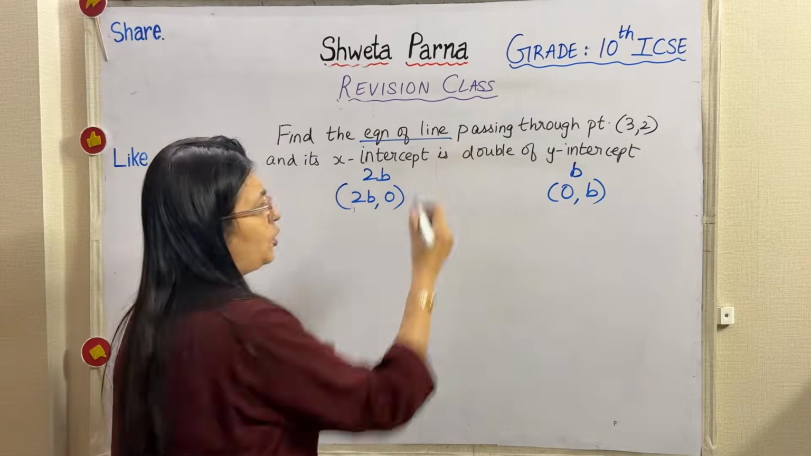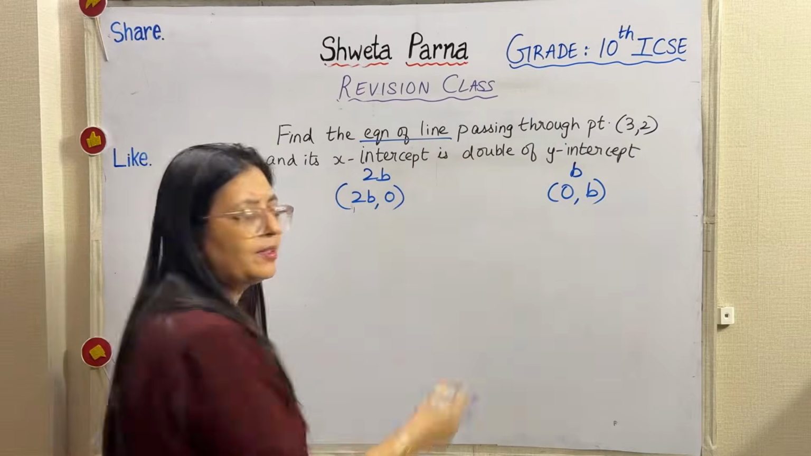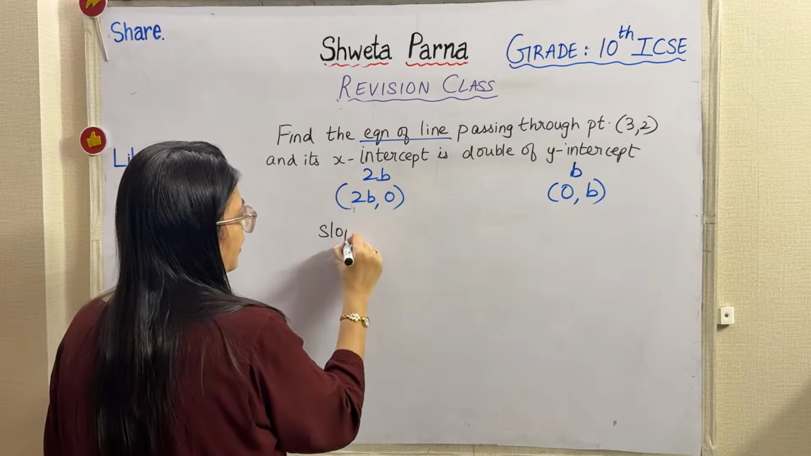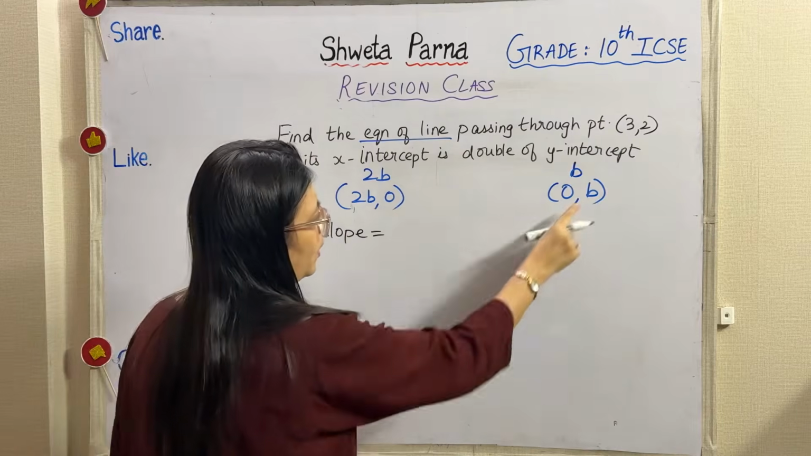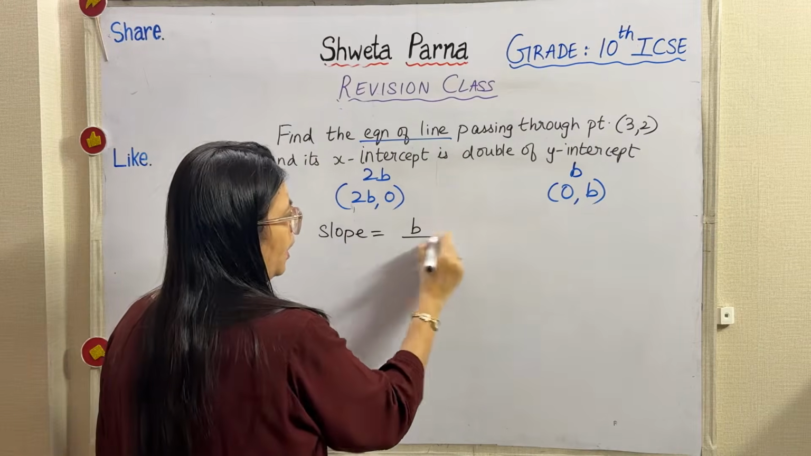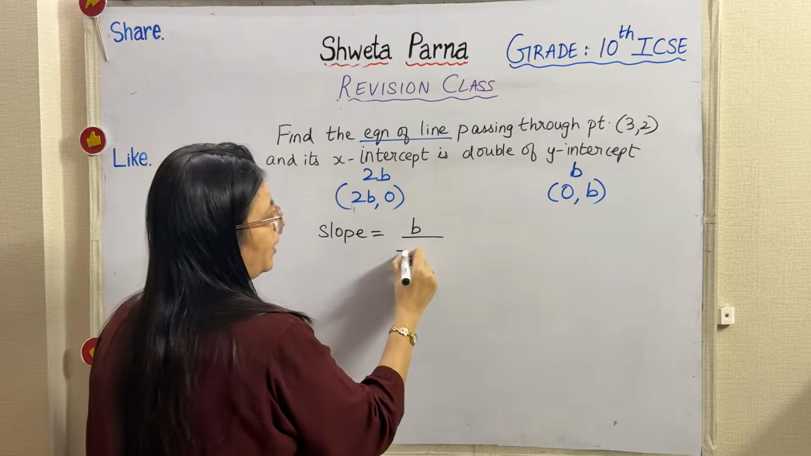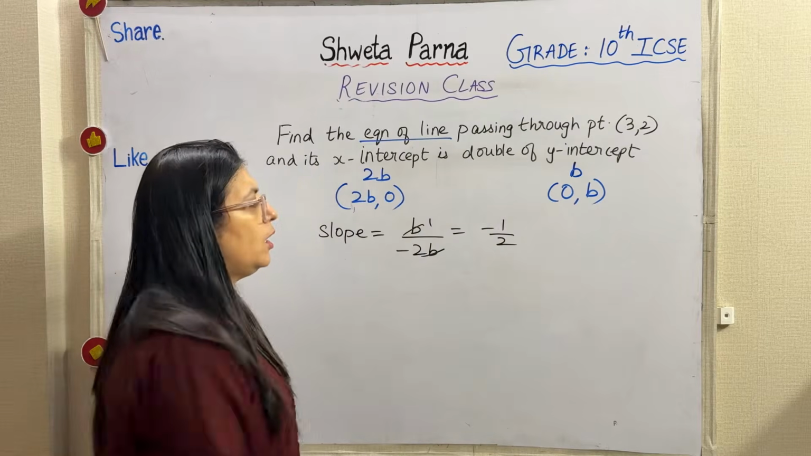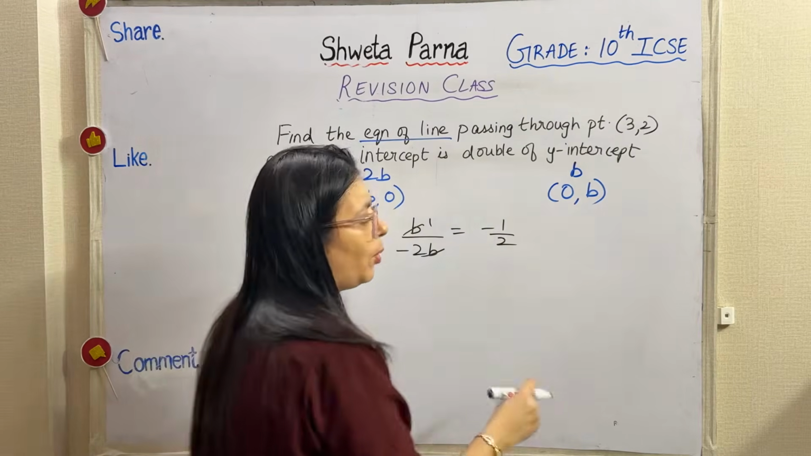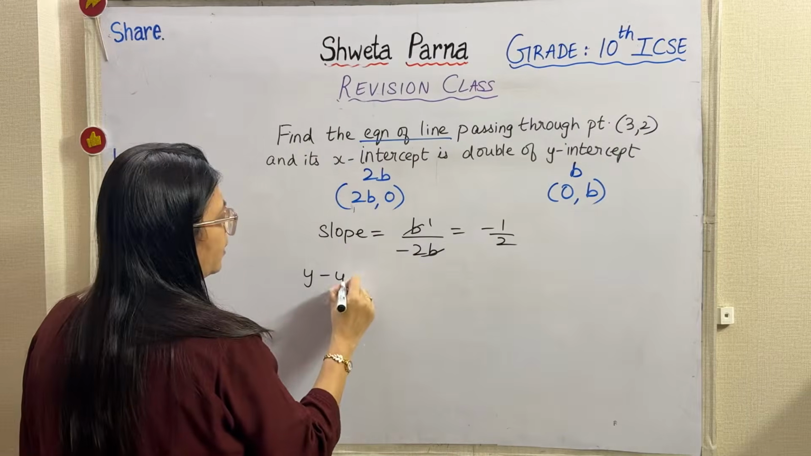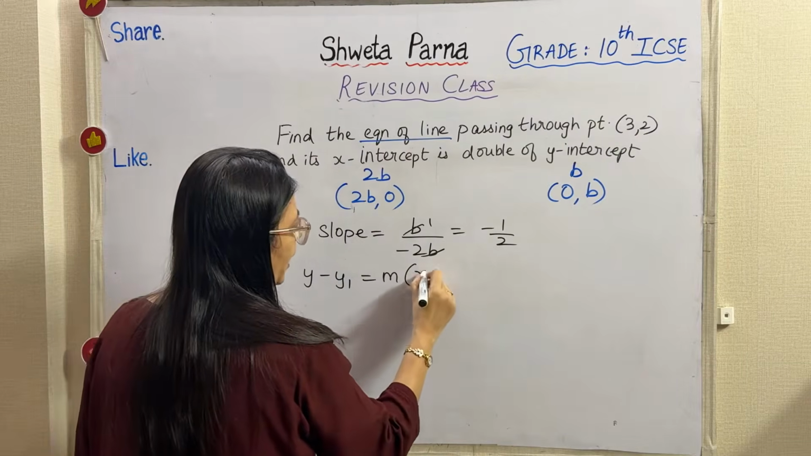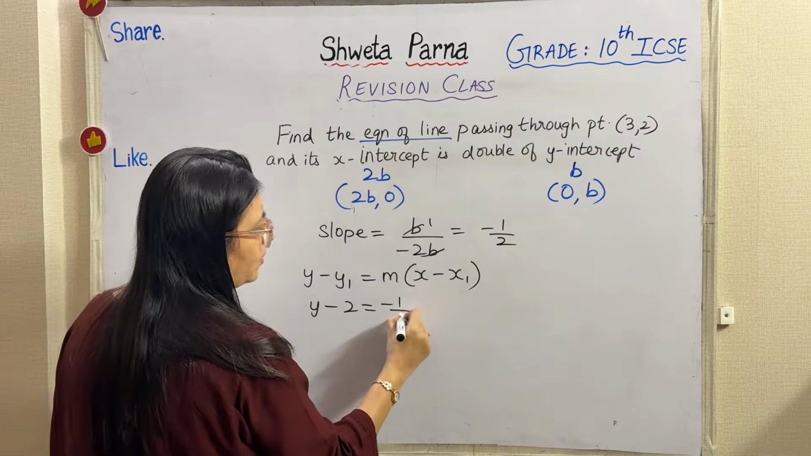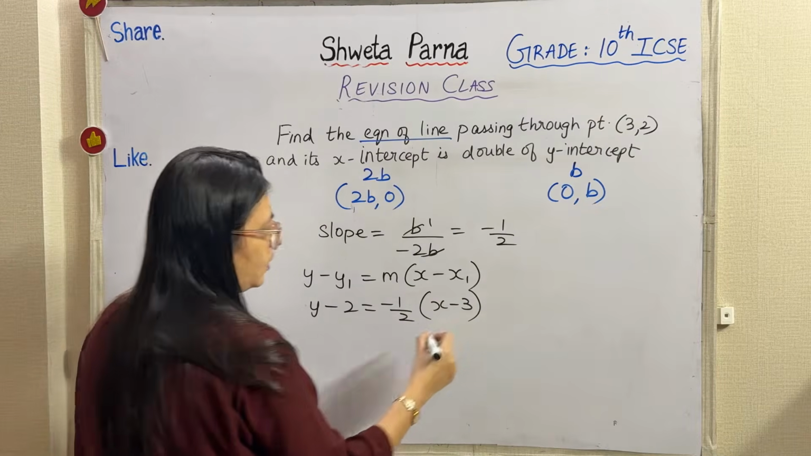Now, you have to find the equation of a line. You need a slope. Two points are given to you. First, find the slope. Slope is (y2 minus y1) upon (x2 minus x1). So (b minus 0) is b, upon (0 minus 2b) is minus 2b. So the slope is minus 1 by 2. Now you have the slope and you have the point. Use the equation y minus y1 is equal to m into (x minus x1). y minus 2 is equal to minus 1 by 2 into (x minus 3).